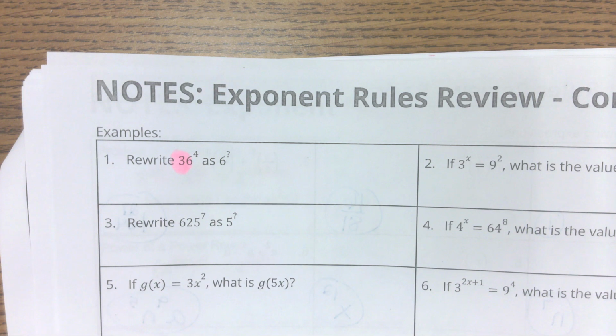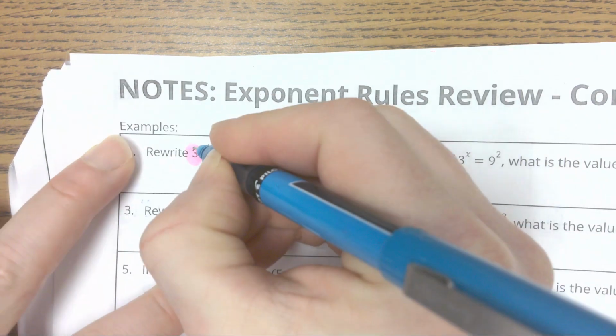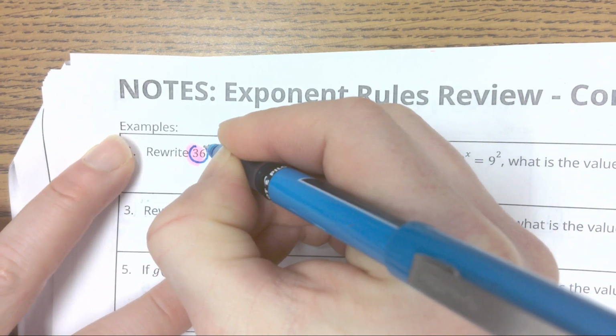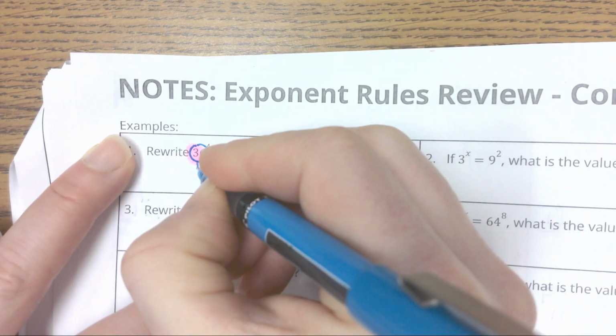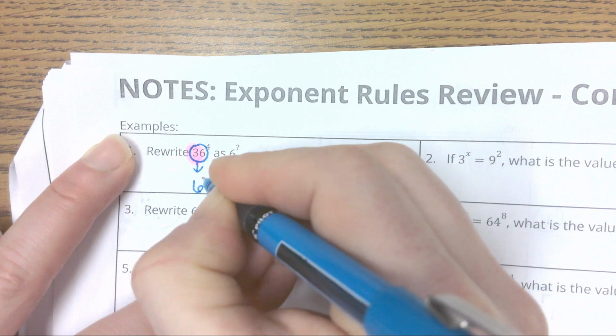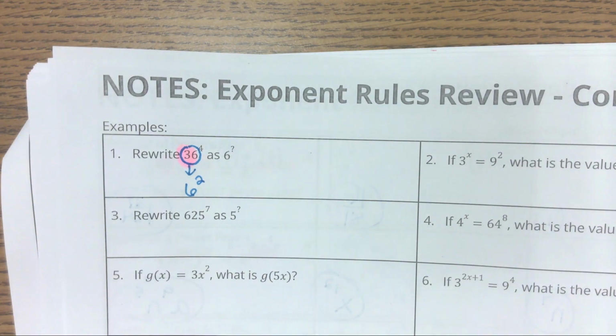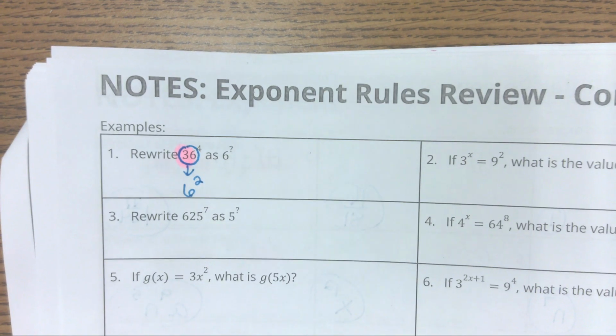6 to the 2nd power is 36. Do we all agree with that? So I'm literally taking out just the 36. We're going to have to leave that 4 in there, and I'm going to rewrite it as 6 squared. You're all in agreement that 36 is 6 squared, right? Okay.